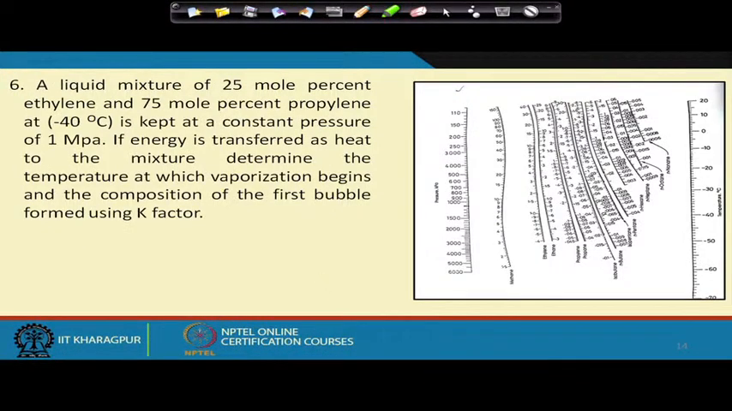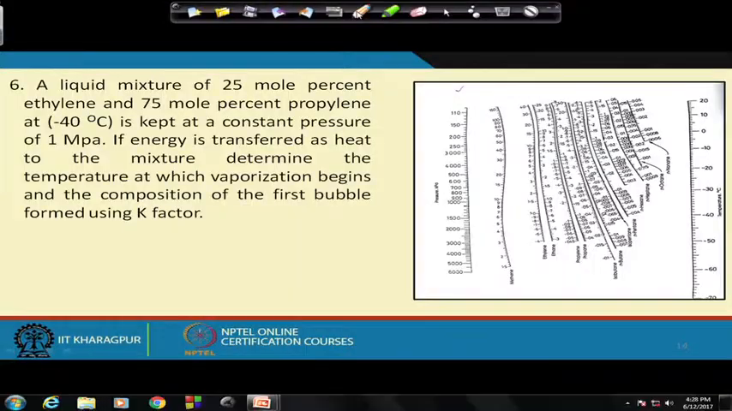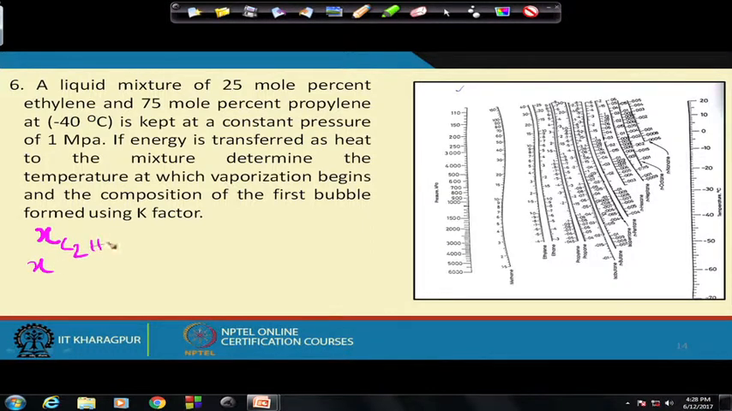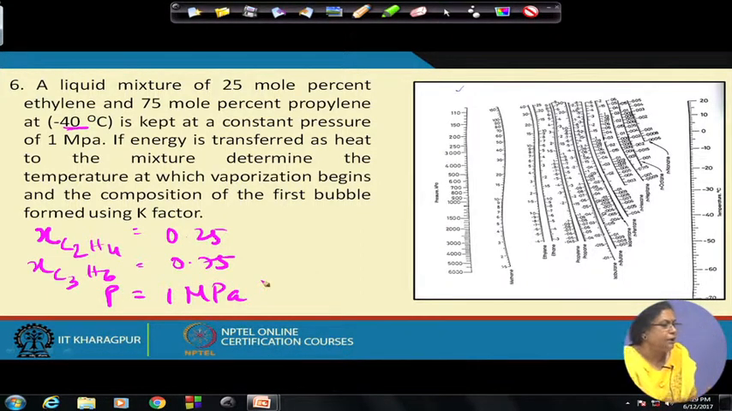In this particular case, X ethylene is provided and X propylene is there. This is C2H4 and C3H6. This is 0.25, we know, and this is 0.75, we know. The initial temperature was minus 40 degrees, and the pressure is given, it is 1 MPa. Now, it is required to find out the temperature at which the first vapor is going to appear.